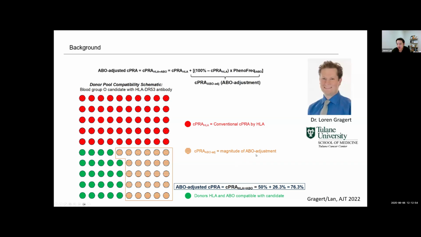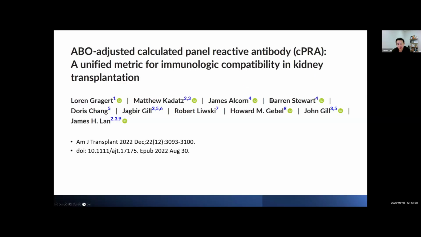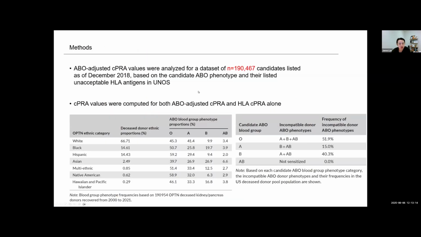So I was working with a friend out at Tulane University who is very good with population genetics. And we quickly wrote a formula to calculate the genetic adjustment for ABO. And we went on to publish this paper in 2022. And the concept here is we apply this new metric to a large data set of patients waiting for an organ transplant in the United States, close to 200,000 patients.